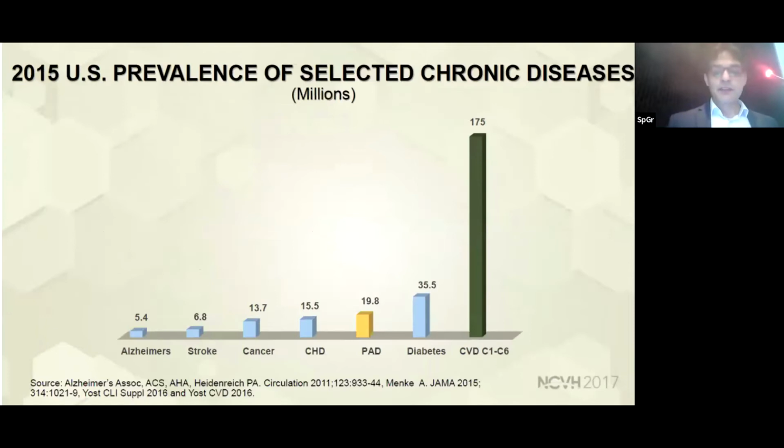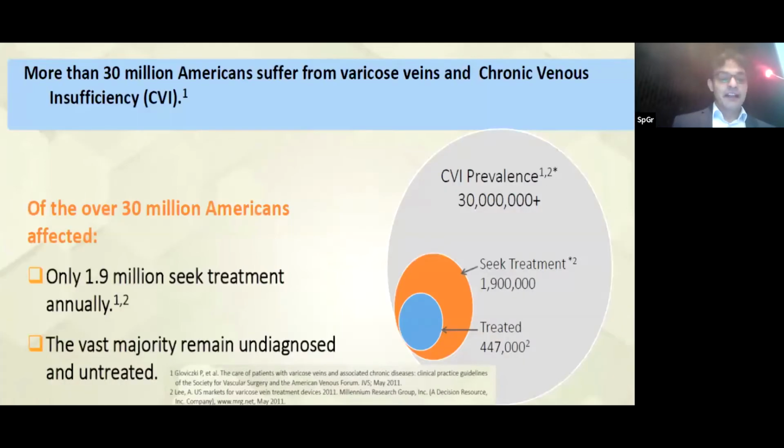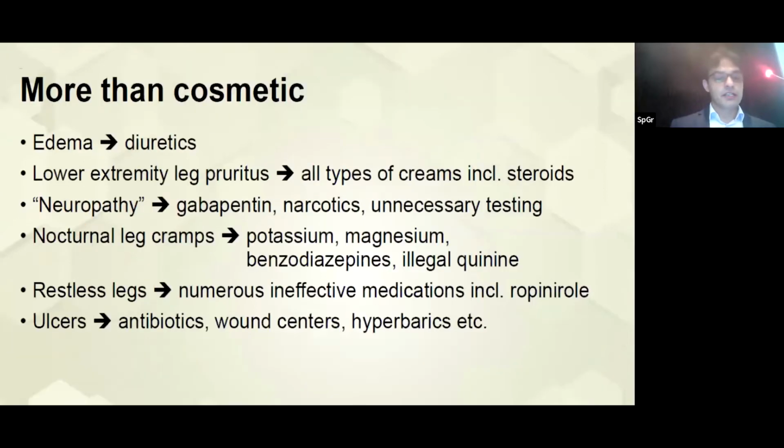And if you look at the prevalence of this disease, it's more common than Alzheimer's, stroke, cancer, coronary artery disease, all combined. And over 30 million Americans are affected, but only 1.9 million of them seek treatment, and the vast majority of them remain undiagnosed or untreated.